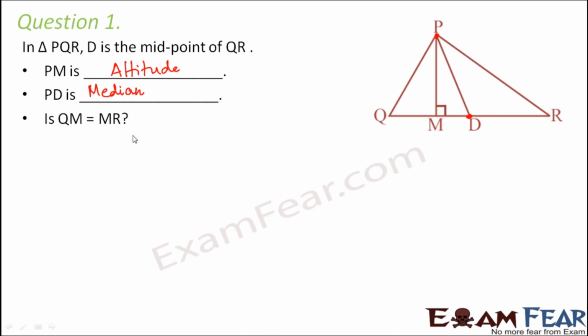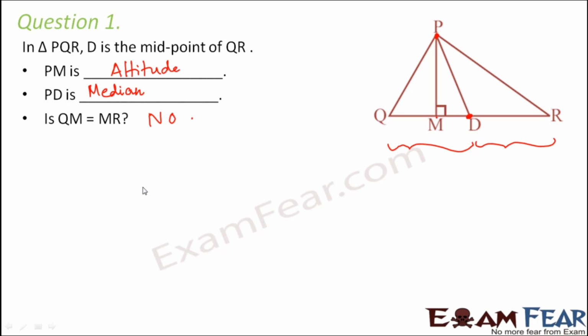Is QM equal to MR? Now D is the midpoint. So therefore QD is equal to DR. Therefore QM can never be equal to MR, because this part is equal to this part. Right? So is this equal? No. Why is this no? That's because M is the point where the altitude falls on QR, and the altitude doesn't bisect the base. It is always the median which connects to the midpoint.